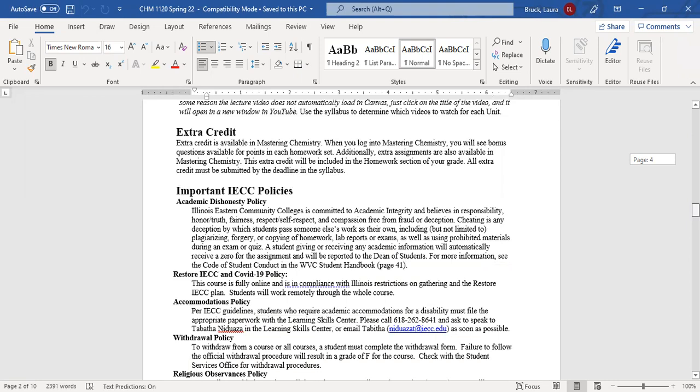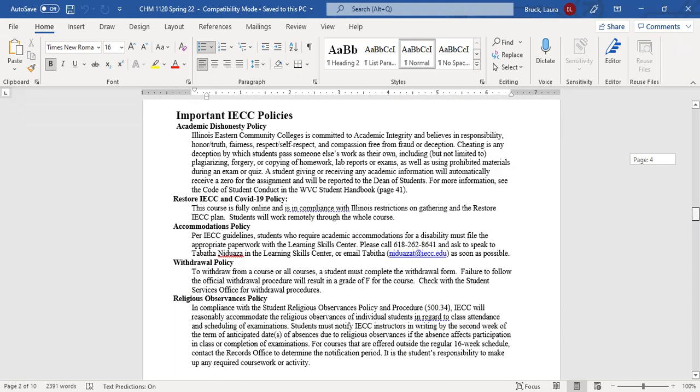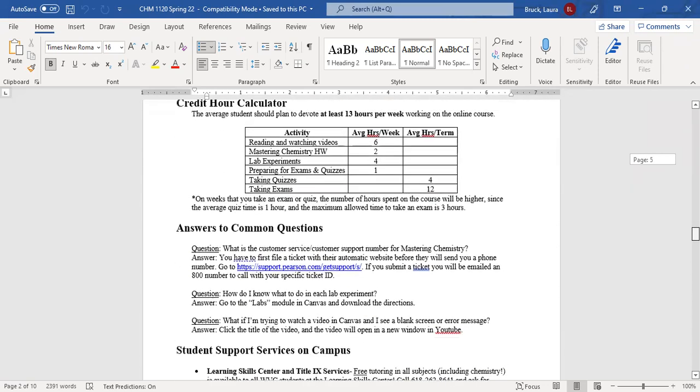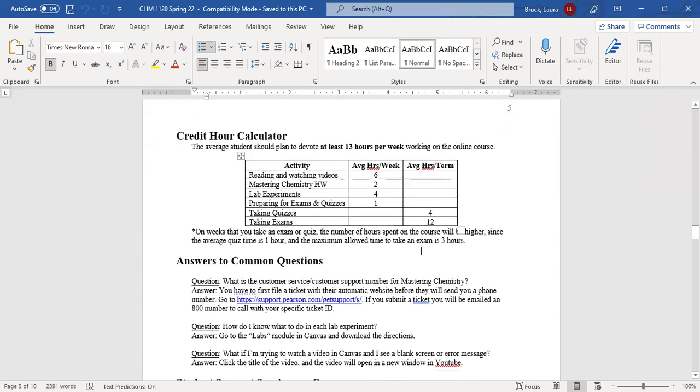There is extra credit available in Mastering Chemistry. Here are some policies for you to read over, academic dishonesty and accommodations and all that good stuff. Here's the amount of time per week you should spend on the course, watching videos, Mastering Chem. This is what I assume the average student would do, so use this as a benchmark for yourself of how much time to budget this week.